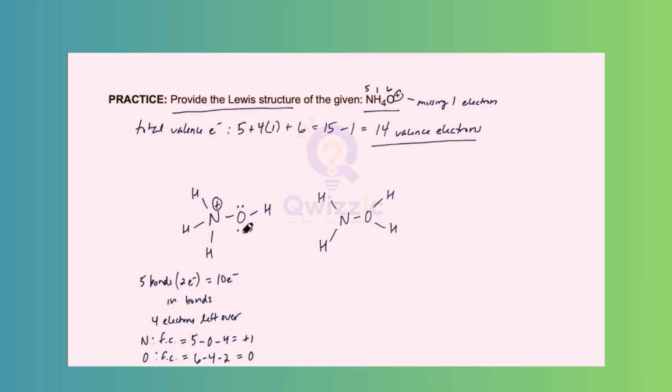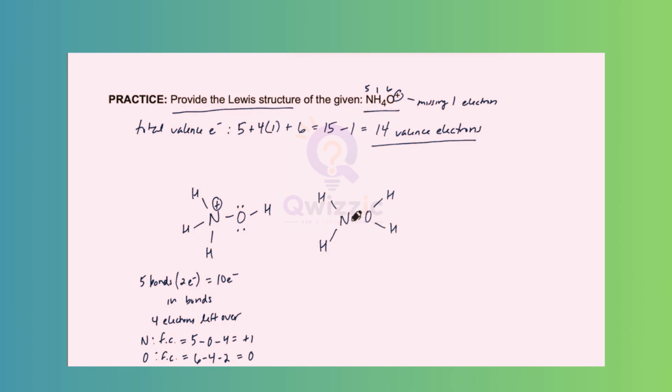So that's one potential Lewis structure with a positive 1 charge on the nitrogen and 2 lone pairs on the oxygen. Now let's see how our other Lewis structure works out. This would be the one with nitrogen and oxygen bonded in the middle, and each of those carrying 2 hydrogens. So first of all, the total valence electrons.